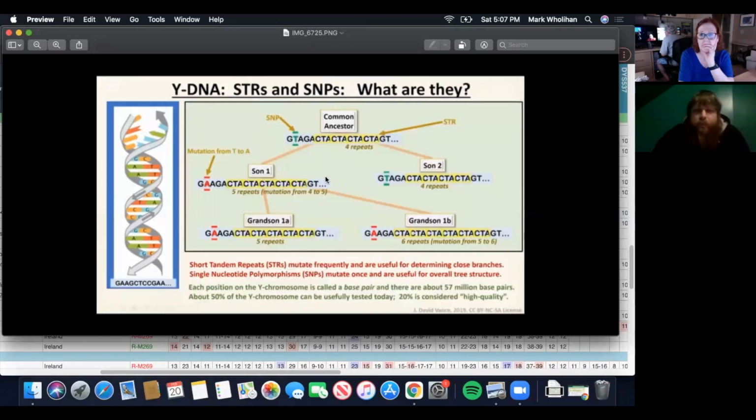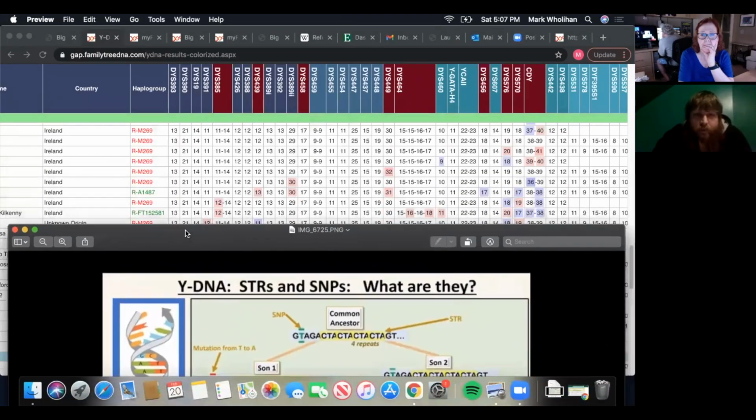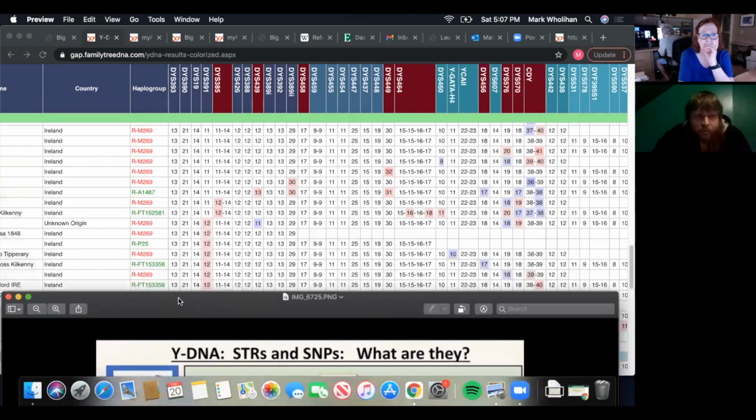Okay, so when you're looking at marker 12, or marker DYS391, your dad has 12 short tandem repeats here, whereas some of the other members of the group have 11 short tandem repeats. So this block of people right here are probably more closely related than this block of people.